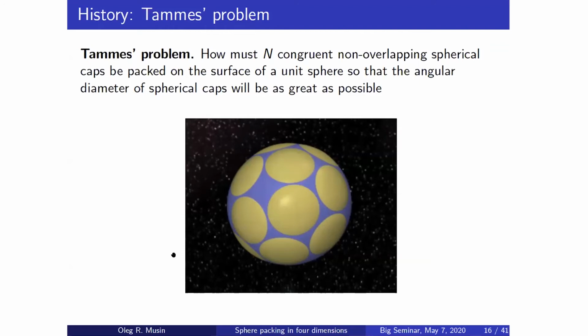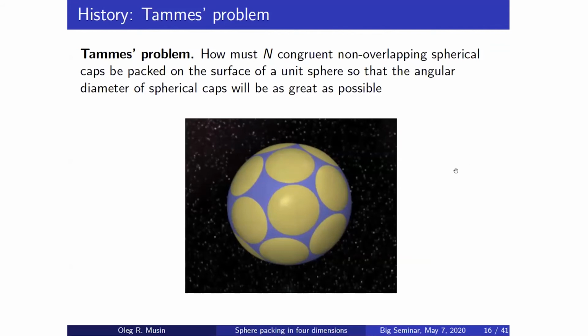Okay, and one more problem, let me briefly discuss. It is one of the extensions of the kissing number problem. Instead of spheres of the same size, we can consider spheres of any size, and then this problem is equivalent to the packing of spherical caps on a sphere.